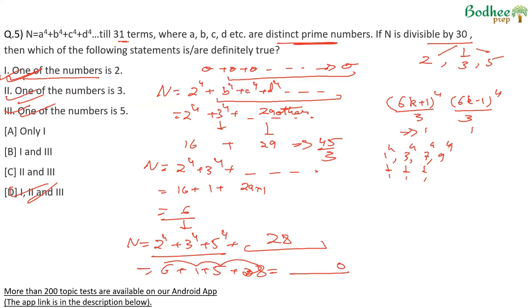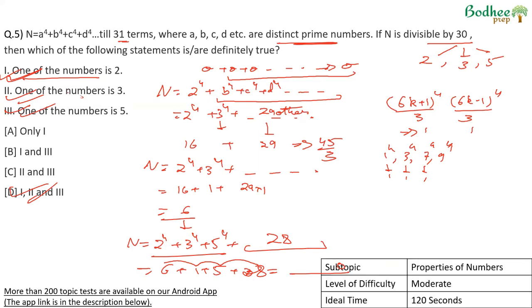Option D. Level of difficulty definitely moderate. And unless you're very clear with the divisibility rules and how to find the remainders, this question might be difficult. But if that is okay, you should be able to do this question in about 2 to 2.5 minutes.